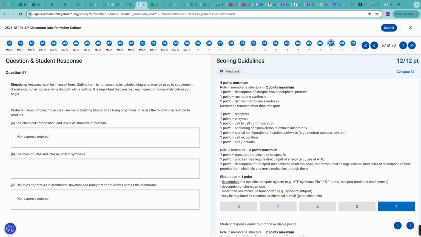You can say transport proteins may be specific, and the process may require direct input of energy. When you put energy in, you put ATP. You have to go from low concentration to high concentration, and you need a protein for that. So you could use the ATP. And then there's the elaboration, description of a specific transport system. You don't need this. Just take 2 from here, 2 from here. You're fine.